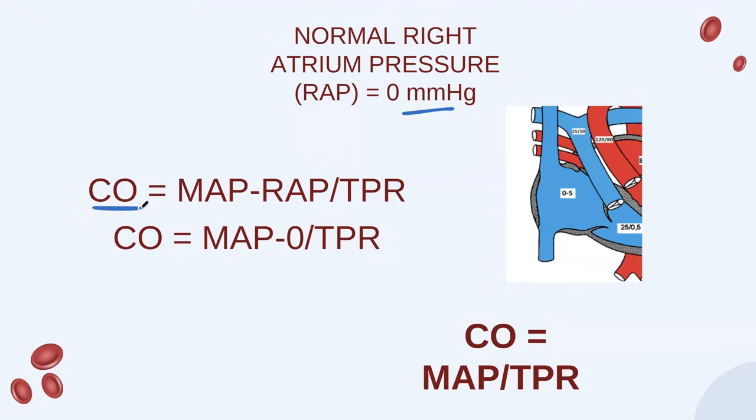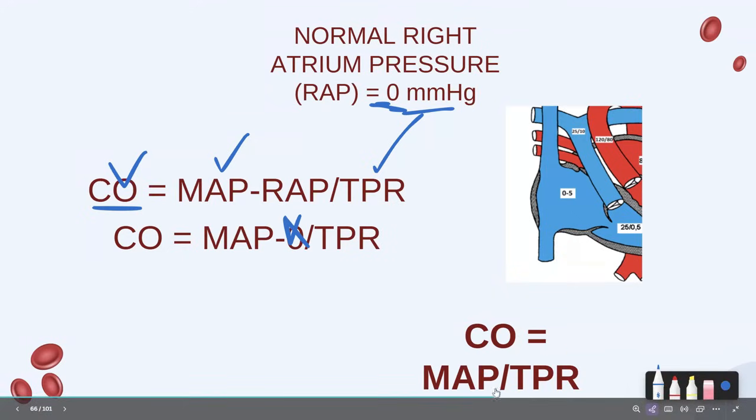So if you look at this equation, this looks like a new equation to me. I have cardiac output equals mean arterial pressure minus right atrial pressure over total peripheral resistance. I've seen this before. And I also know that right atrial pressure is normally 0. So mean arterial pressure minus 0, that means just remove it. That gives us the equation cardiac output equals mean arterial pressure over TPR. This is the equation that we've been using all along.